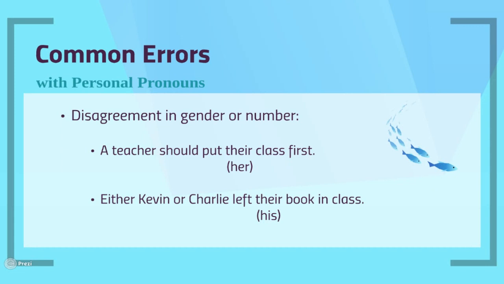Okay, so those are the common errors that occur with personal pronouns. This is the main thing that we're going to be practicing in class: correcting subjective and objective errors, working on apostrophes, and then making sure that our pronouns agree in gender and number.